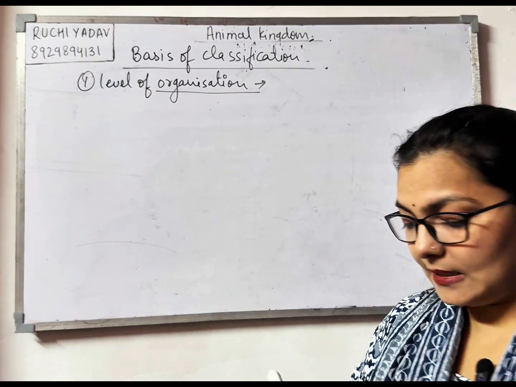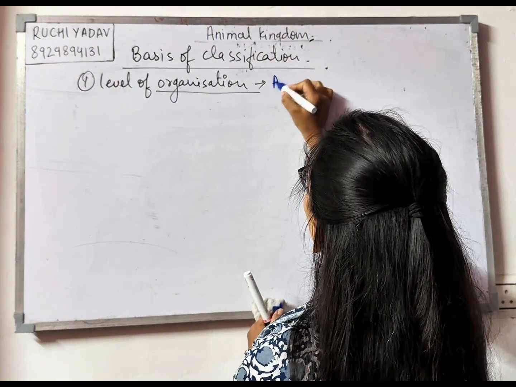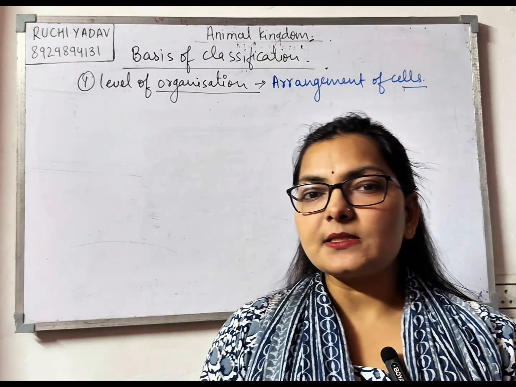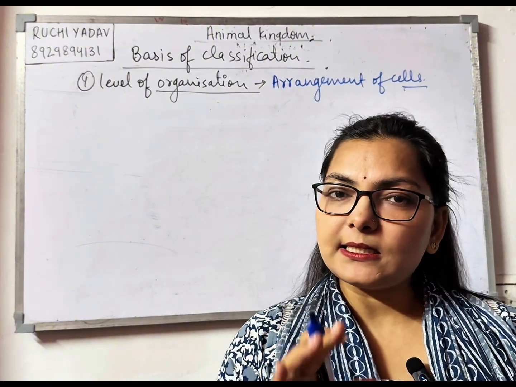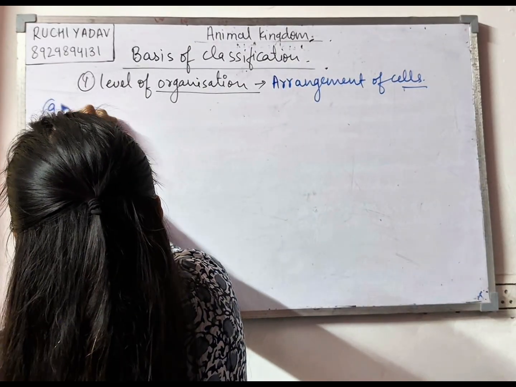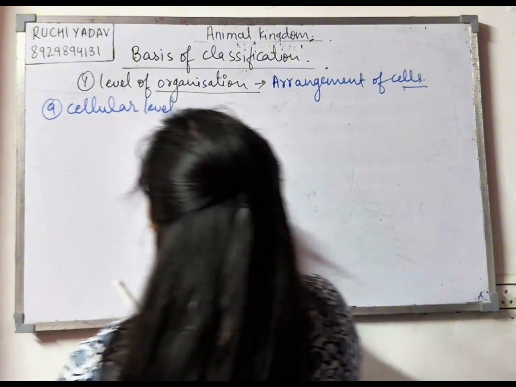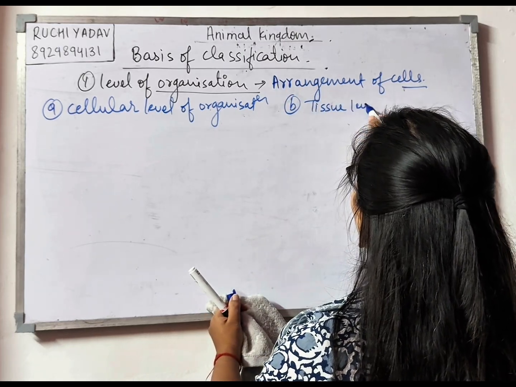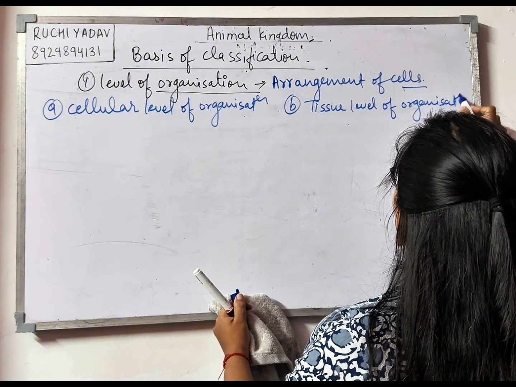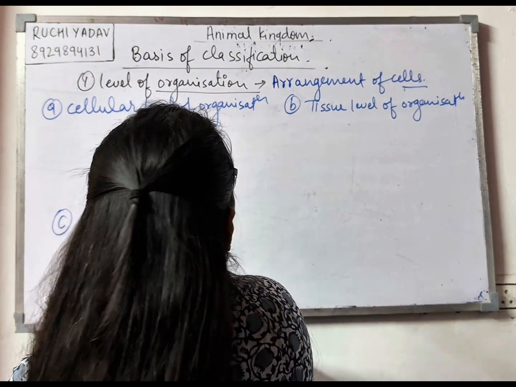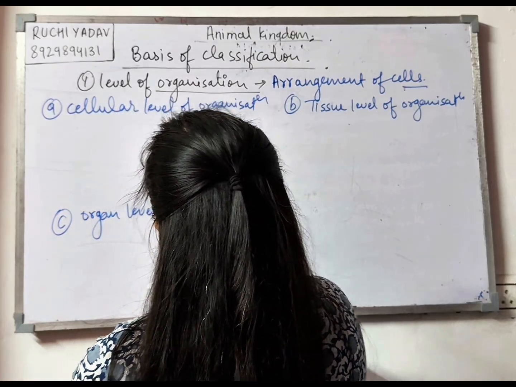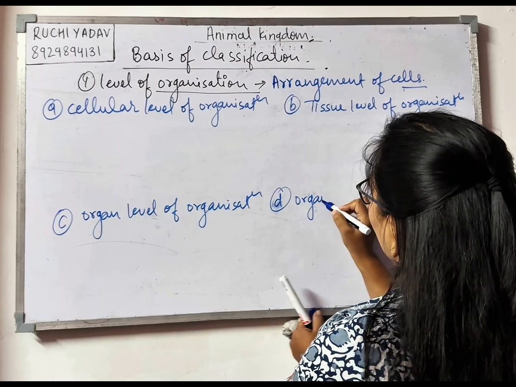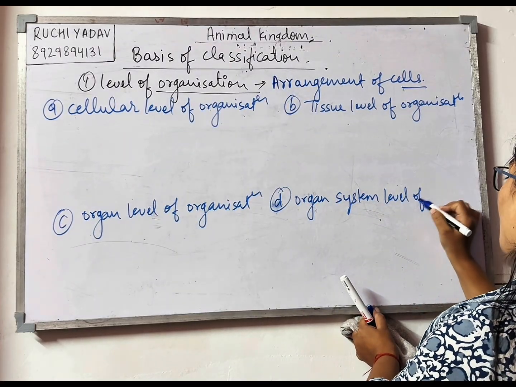So this level of organization basically signifies the arrangement of cells. We already know that animals are made up of multiple cells. Now how are these cells arranged? Basically these cells are arranged into 4 types. The first one is cellular level of organization. Then they show tissue level of organization. Then there are animals that have organ level of organization. Then there are organisms which show organ system level of organization.